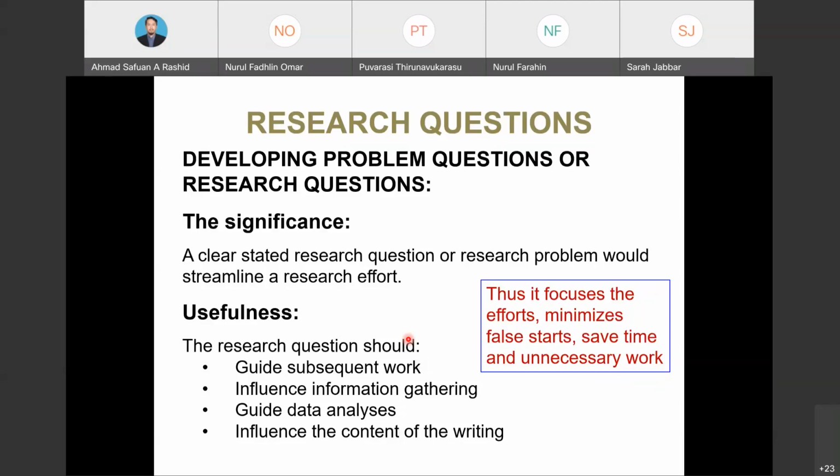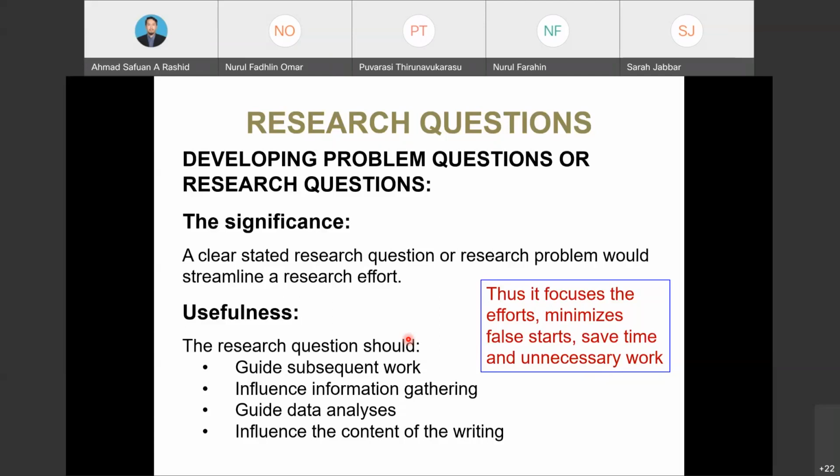So developing a problem question or research question: the significance is that a clearly stated research question or research problem would streamline a research effort. Usefulness: the research question should guide subsequent work, influence information gathering, guide data analysis, and include the content of the writing.